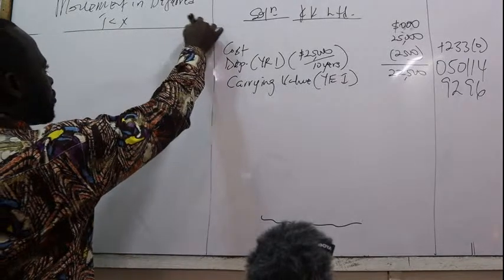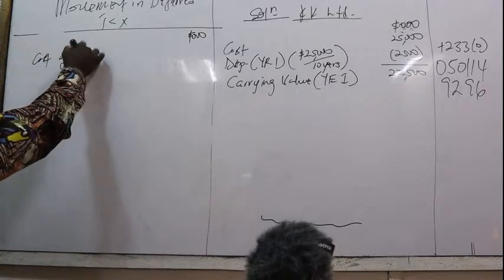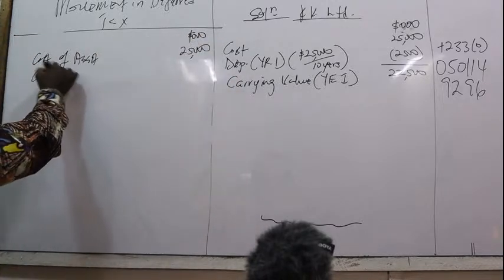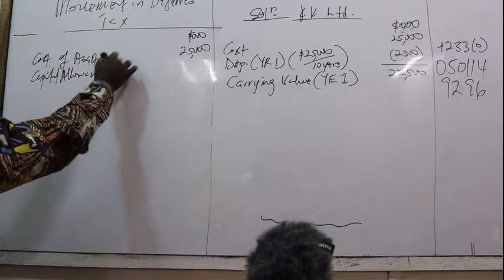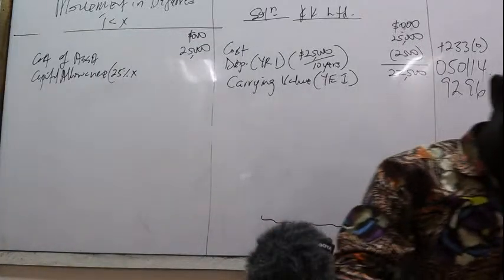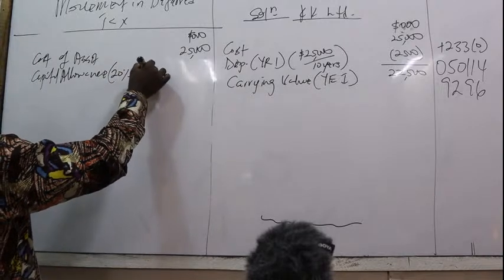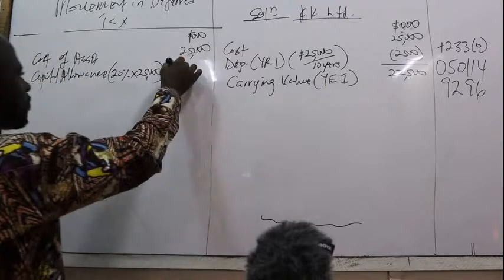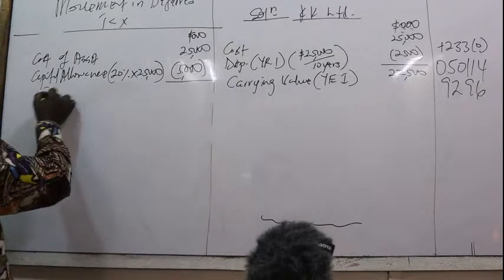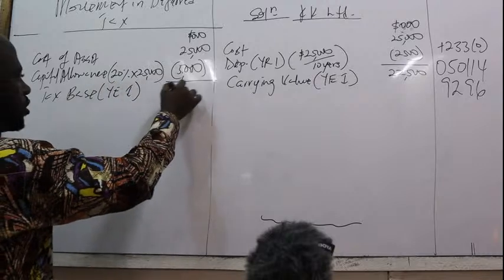So again, we're working 3 zeros up. And then we bring the cost of the assets, and that's going to be 25,000. So we bring capital allowance for the year 1. That's going to be 25% of, was it 25 or 20%? I think that was 20%. 20% of the 25,000, and that's going to be 5,000 if my memory serves me right. So the tax base of the asset at the end of year 1 will be $20,000.